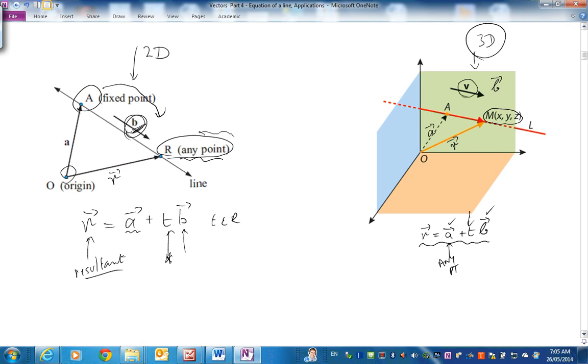And as we vary T, can you see we're going to specify a particular M. So if T is 1, we'll go 1 lot of B out along this line, and that will give us the first point, M1, let's say. If we made T 1.5, that'd give us another point. We would be generating an infinite number of points on that line, as long as they follow the rule. That's the equation of the line.